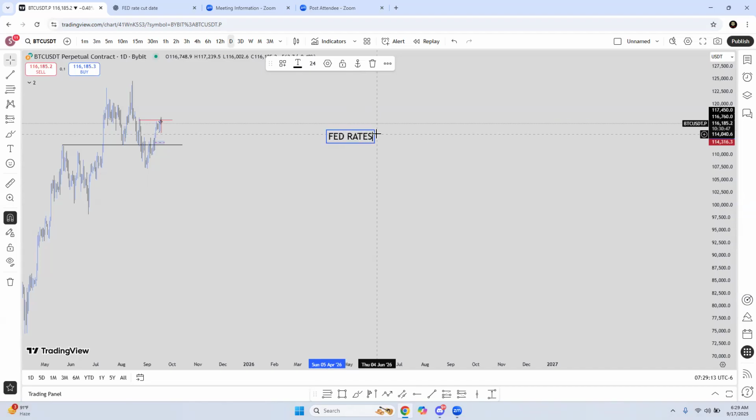Fed rate higher if they increase the rate: market bearish. Fed rate lower: market bullish. So when they increase the rate, market acts bearish. When they decrease the rate, market acts bullish.